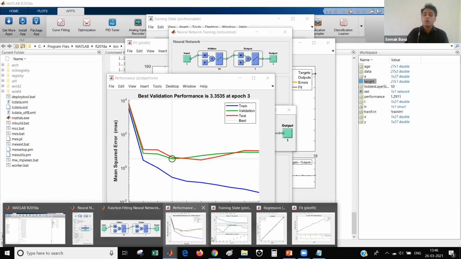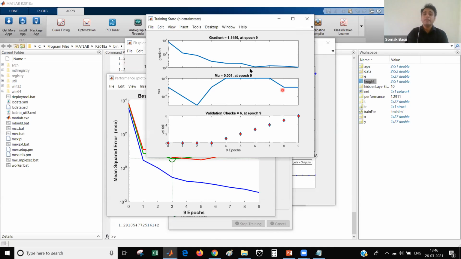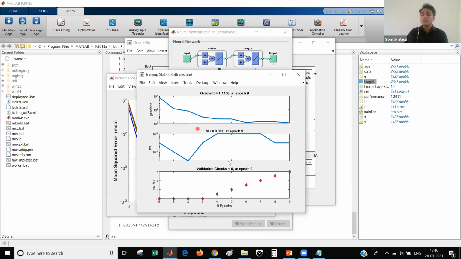After that, these are the training states. In this, you will see as the number of iterations increases, there is a decrease in the gradient. So what I had told you, the gradient descent, you can see the gradient descent over here. The gradient keeps decreasing. This is the value of mu. Mu is the combination coefficient, the amount by which the weights change. This is the combination coefficient. And this is the validation check.